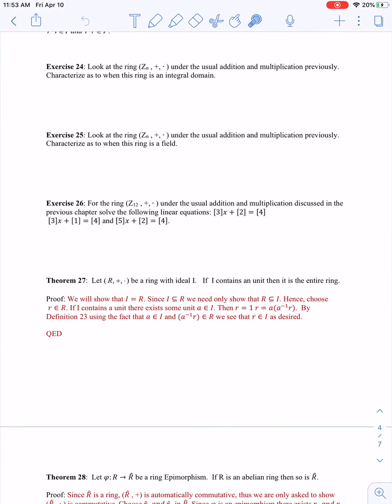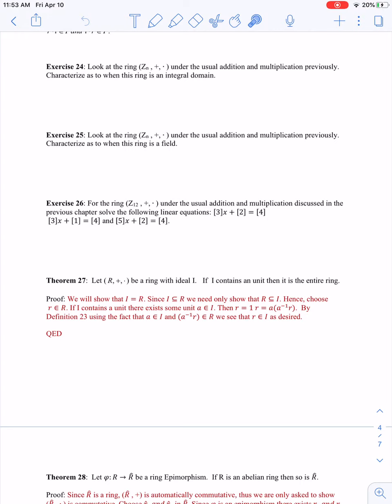Now let's go to theorem 27. Theorem 27 says, suppose R plus dot is a ring and I is an ideal. Then I'm going to claim that if I contains a unit, then I has to be the entire ring. Now that's an interesting result, and it actually comes from that stronger multiplication property that I talked about. All right, so let's see how this argument goes.